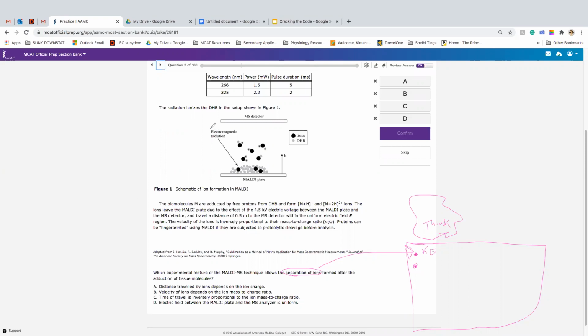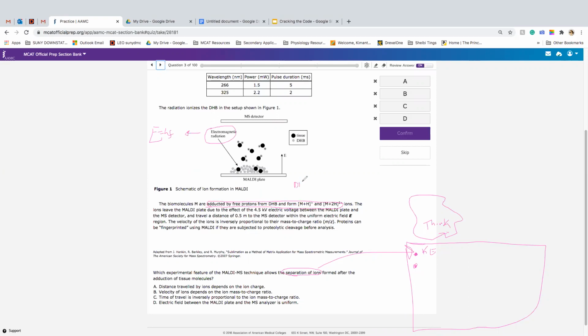So let's walk through. We have this electromagnetic radiation, right? What's the equation we're going to use to figure out how much energy we have there? E is equal to HF. E is equal to HF, right? Cool. So we know how much energy is there. Then we look down here and we read, and it says that DHB, remember that DHB we had written down at the bottom?